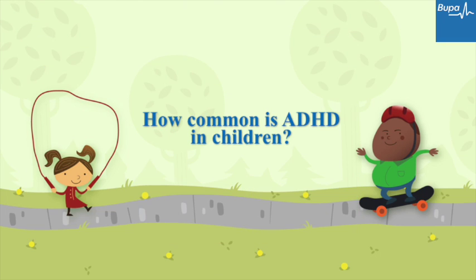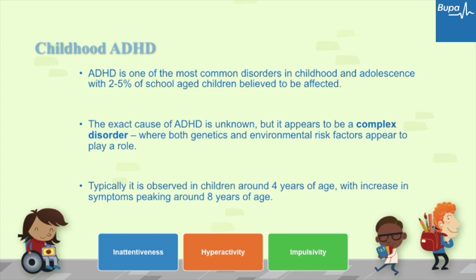So how common is ADHD in children? ADHD is the most common developmental disorder of childhood. There are various figures both in the UK and internationally, but 2 to 5% of school-aged children are believed to be affected. ADHD is a complex disorder, and by a complex disorder I mean that it's not explained by one gene or one environmental factor. That applies to many disorders in medicine, be it diabetes or asthma.